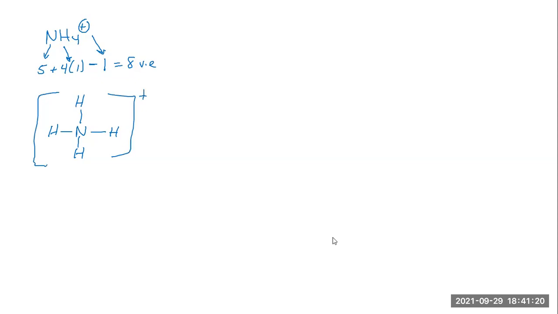All right, the last one that we had there was SO4 2-. Again, sulfur is 6. There's 4 oxygens at 6 each. Here we have a -2 charge, which means it has gained 2 electrons. So we need to add 2. That is 24, 26, 32 we'll go with.